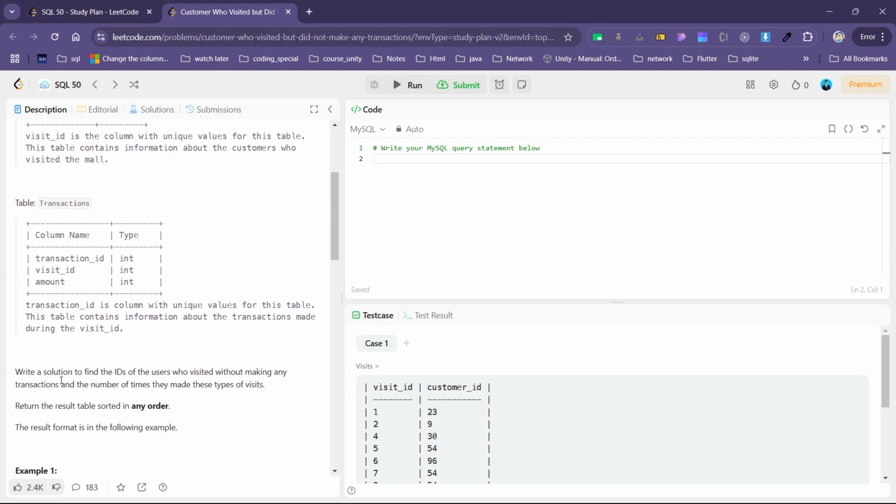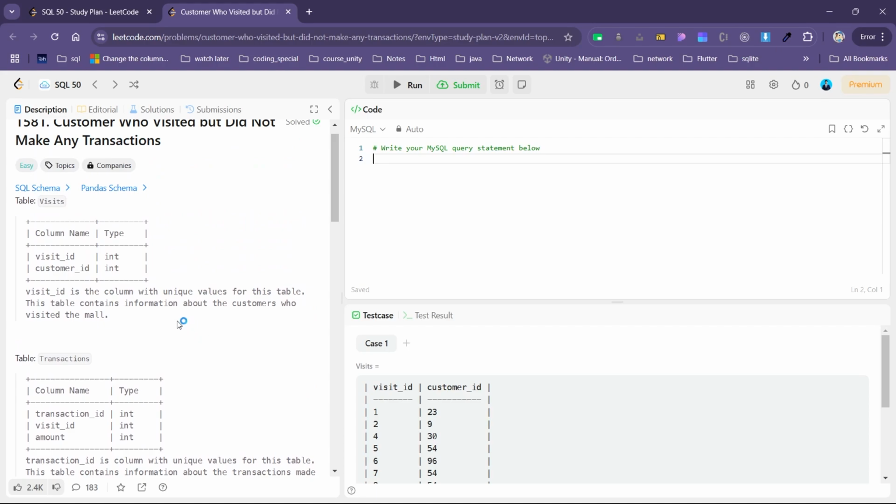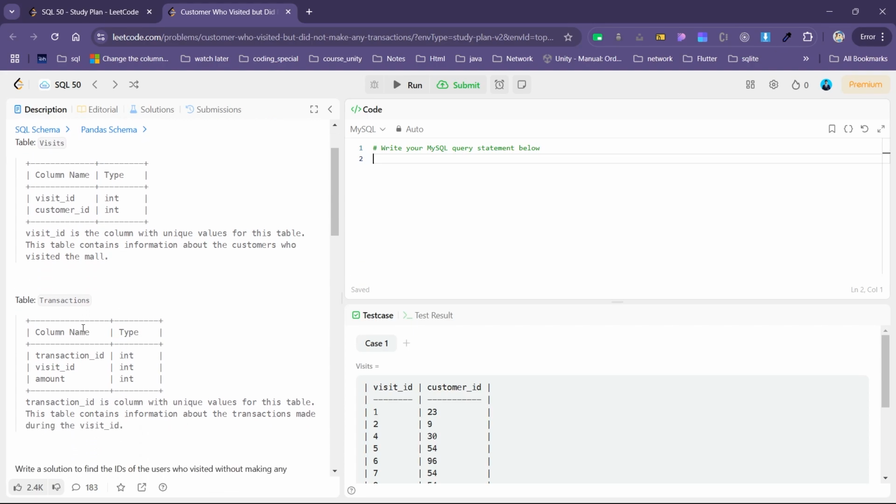So what we have to do is write a solution to find the IDs of the users who visited without making any transactions and the number of times they made these types of visits. And we can return the result table sorted in any order. So what the question is asking is we have to return the users who visited the mall or any place and didn't purchase anything, or in simple language didn't make any transactions on that visit.